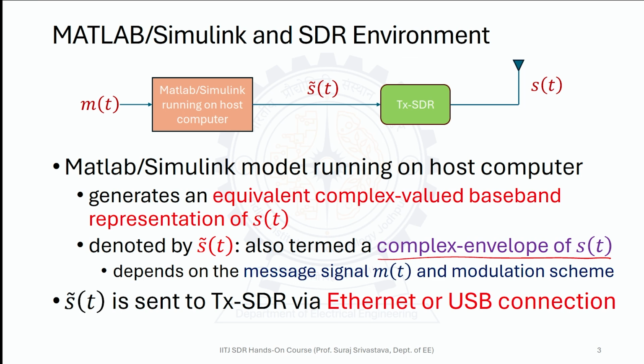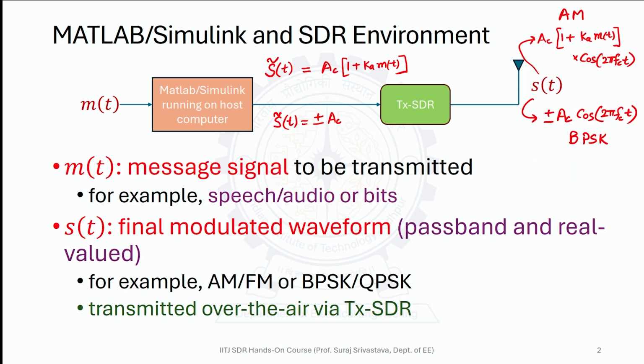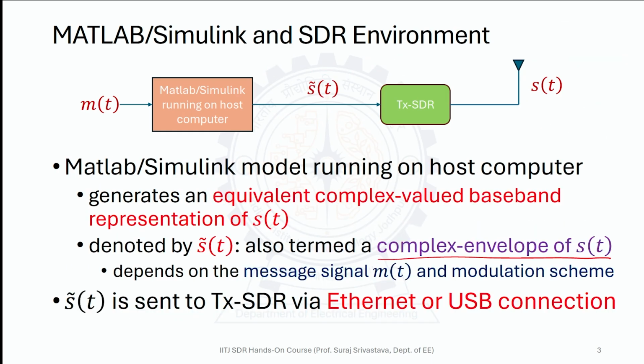And as you can see in the previous slide, S tilde t depends on the message signal m(t) and also on the modulation scheme. For example, S tilde t for AM is this, which relates to the message signal in a particular way, but S tilde t for the digital signal is this, which relates to the binary signal 0 or 1. So the important point here is that S tilde t depends on the message signal m(t) and the modulation scheme. And this is the S tilde t which is sent to the transmit SDR via Ethernet or USB connection.